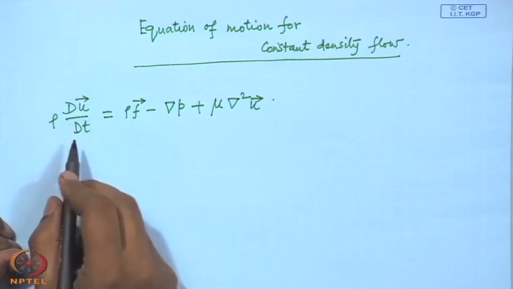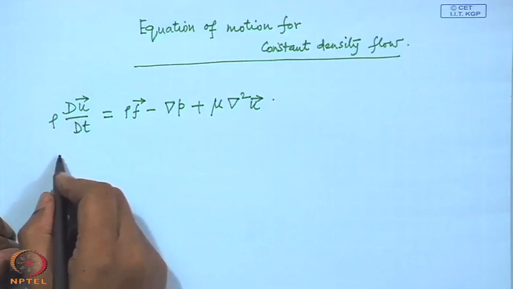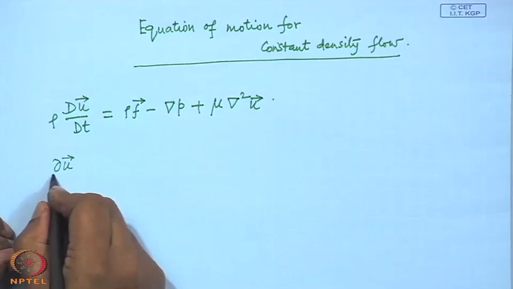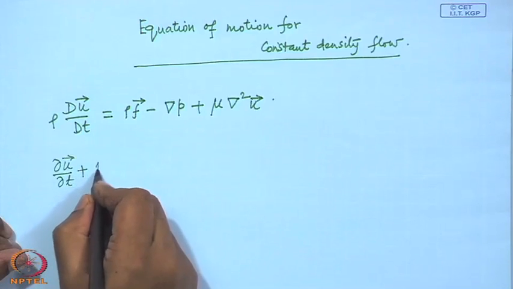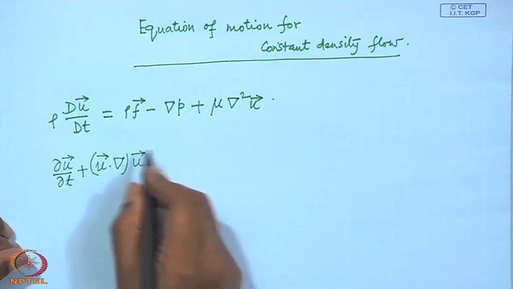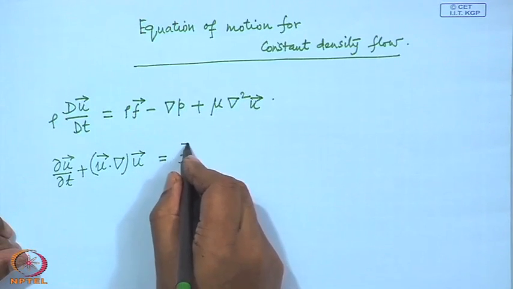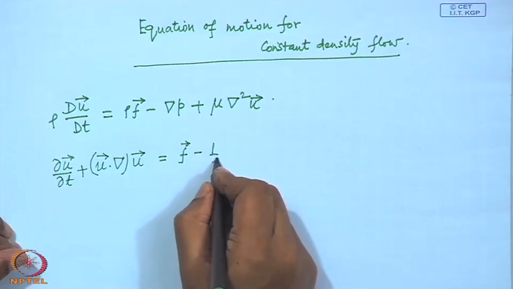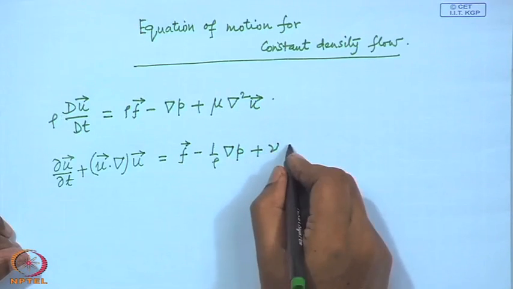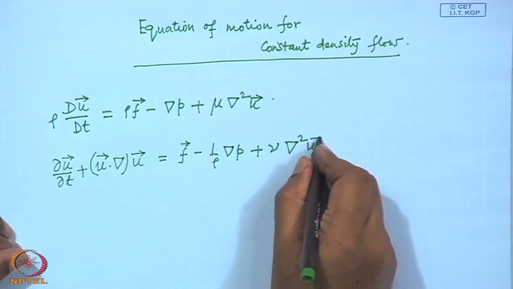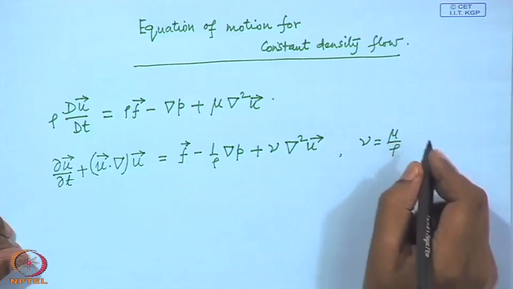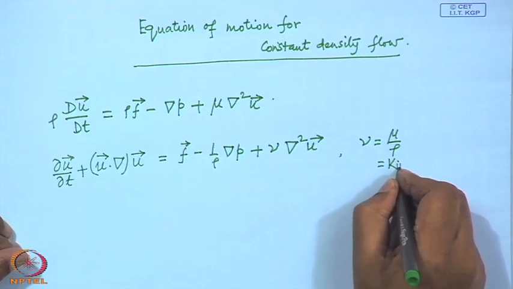Let us divide it by the density, so that we can write this equation, and this du dt we will write in the full expanded form, which is du dt plus. This mu by rho is usually denoted by nu, and is called kinematic viscosity.